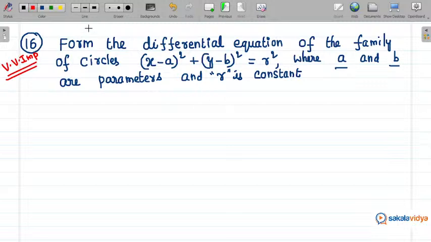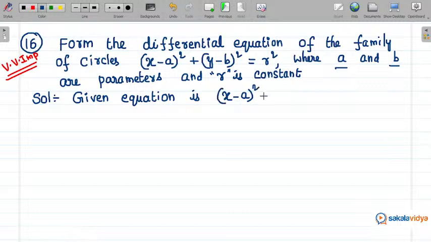Right. So first let us write here the given equation. The given equation is x minus a whole square plus y minus b whole square is equal to r square. Say equation 1. So just think for a while, what shall we do?